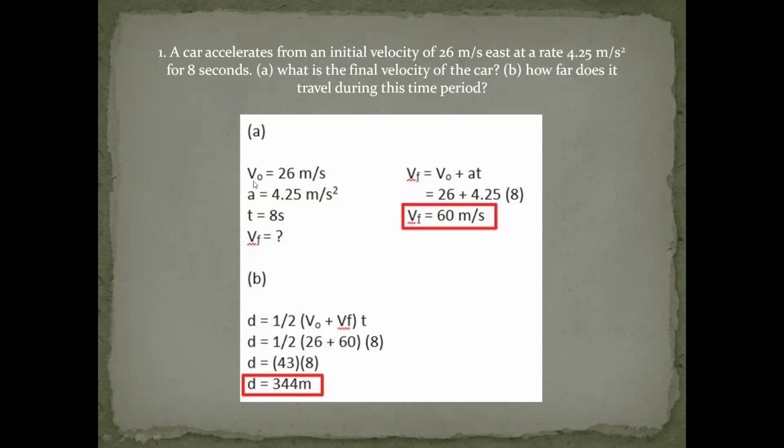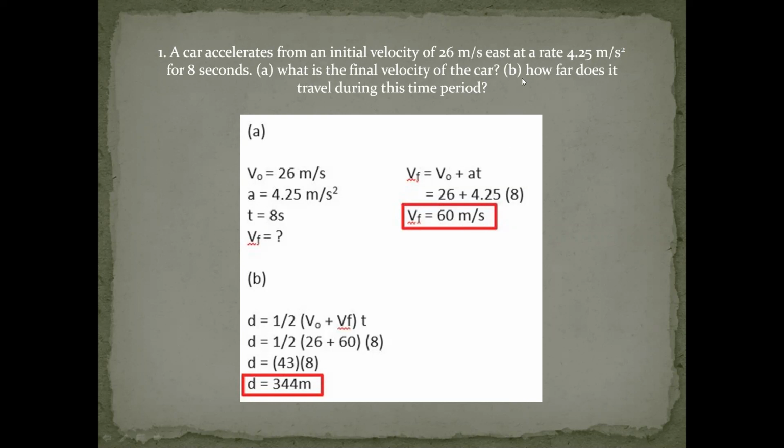Let's list down first what we know. Our initial velocity is 26 meters per second, our acceleration is 4.25 meters per second squared, and our time is 8 seconds. And what is the final velocity? We're going to use this formula: V final is equal to V initial plus AT. You're just going to plug all of those values in, and you're going to get 60 meters per second. Okay? It's that easy.